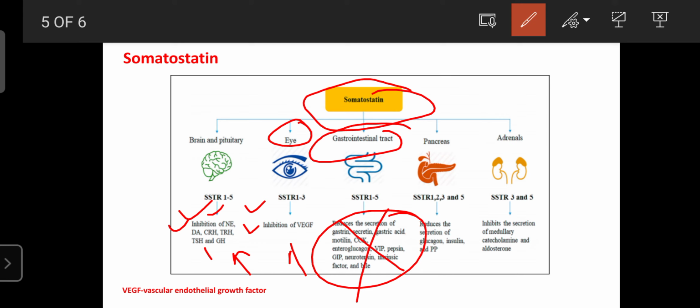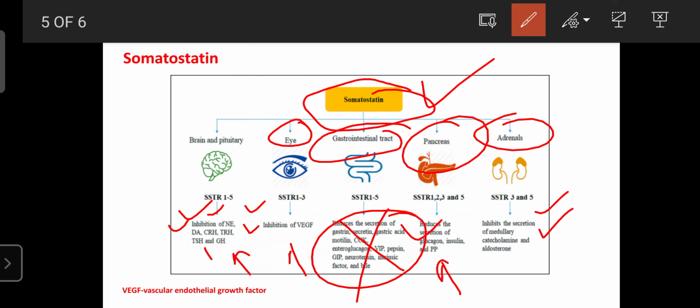Next, regarding the pancreas, it can decrease the release of glucagon, insulin, as well as pancreatic peptide, that is PP. In the adrenal glands, it can inhibit the secretion of medullary catecholamines as well as aldosterone. So these are various physiological effects of somatostatin.